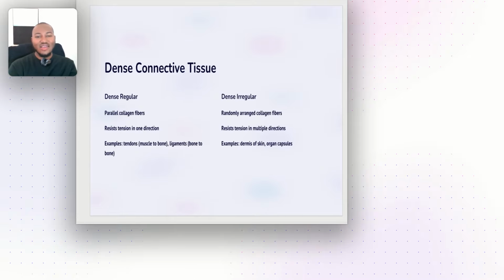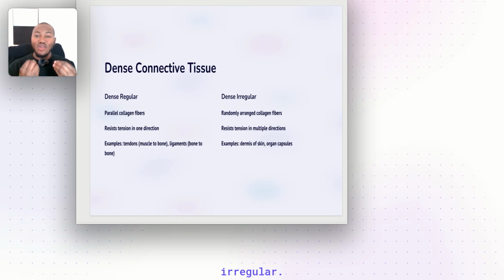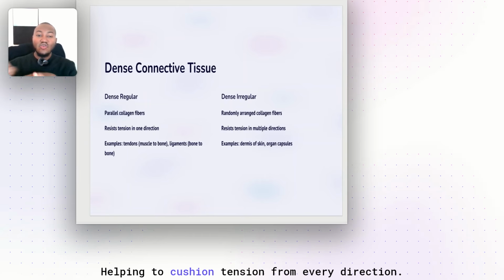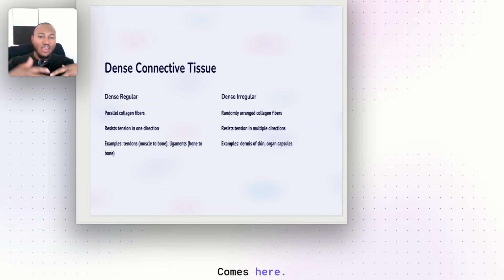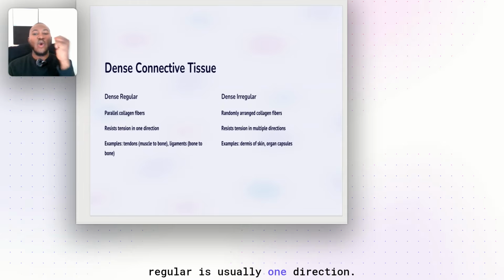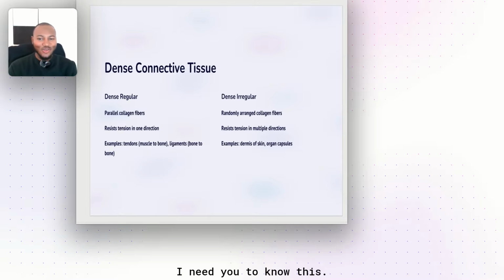There are ones that are dense irregular, scattered, but they still resist tension. This time around in multiple directions. Like what? Like your skin. Damage of the skin. Right? Organ capsules. Some organs you see capsules. Those are dense irregular tissues. Dense irregular helps to cushion tension from every direction. So if the tension comes here, it protects, comes here, it protects, comes here, it protects. But the dense regular is usually one direction. This tendon goes this direction. Ligament goes this direction. Please, I need you to know this.